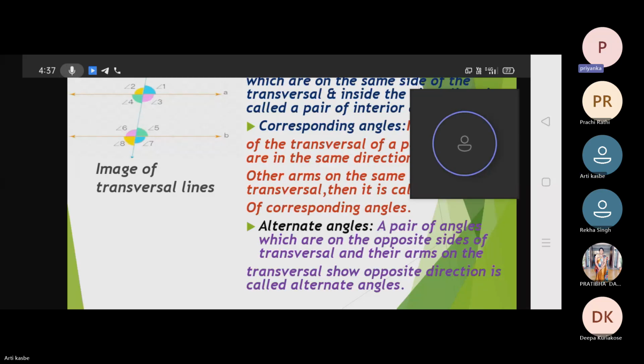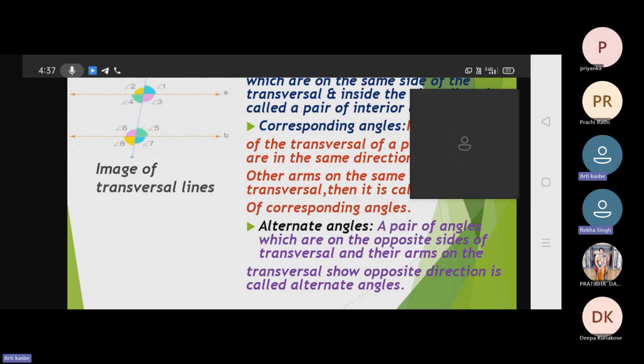That is 1 and 7? 2 and 3? No, it is the vertically opposite. 2 and 8? No, 2 and 8, no. 3 and 6. See, vertically opposite means angles which are opposite each other.